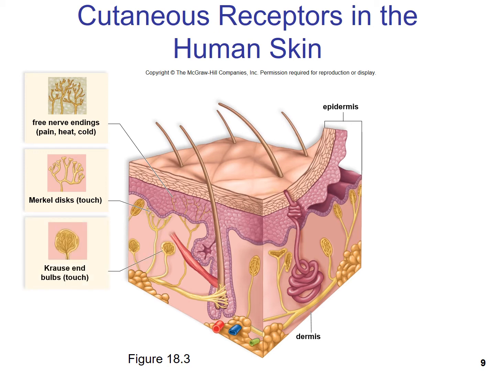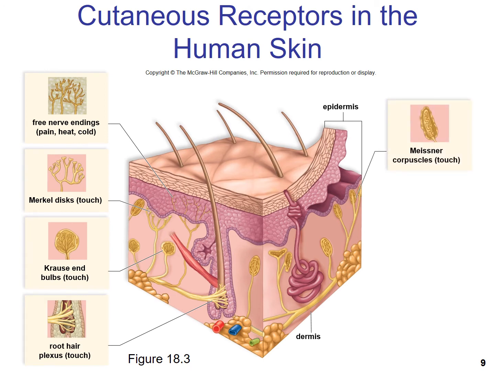These are Krause end bulbs, and I think you can tell from the positioning in the skin that this is for a little bit deeper touch or maybe pressure. These are the root hair plexuses, and you can see them bundled around the very bottom of the hair. If something moves the top of the hair, that motion is transmitted down to the root hair plexus, and that gives you the ability to feel an amplified sensation from moving the hair.